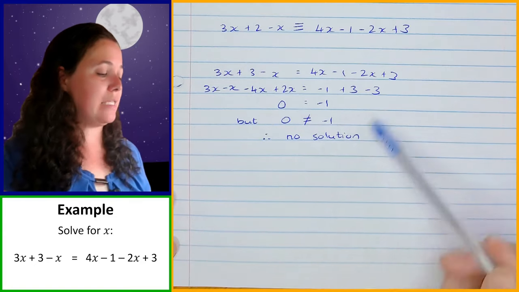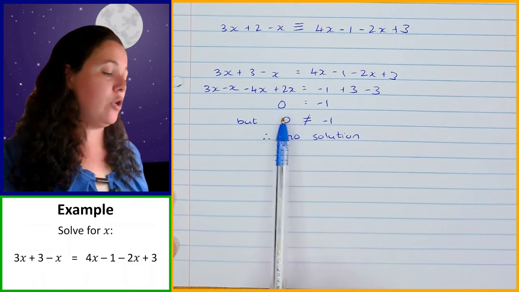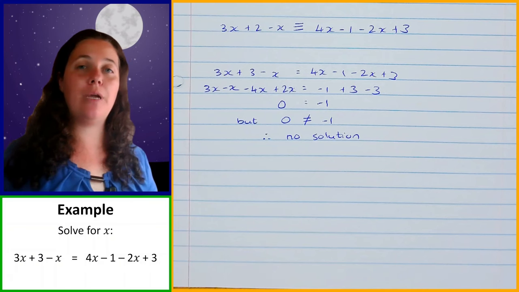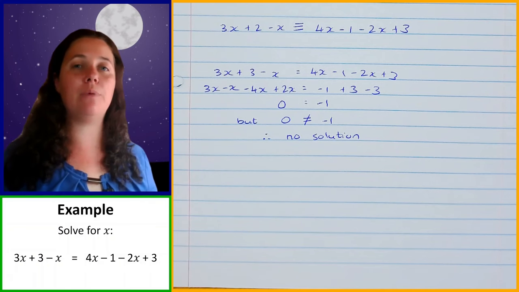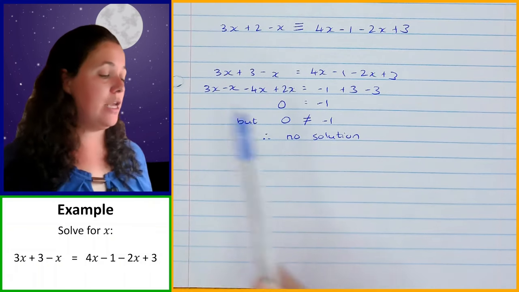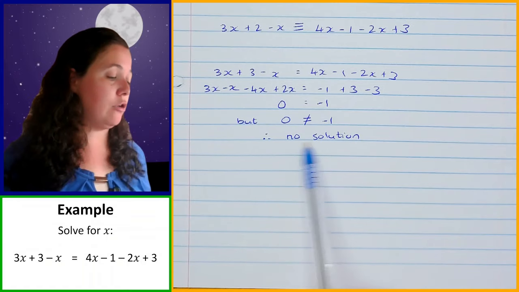Okay, so this is what we get when we have no solution. It's where you try to solve it and you end up with one number equal to a different number and there are no x's. Then you can't solve it, so there is no solution.